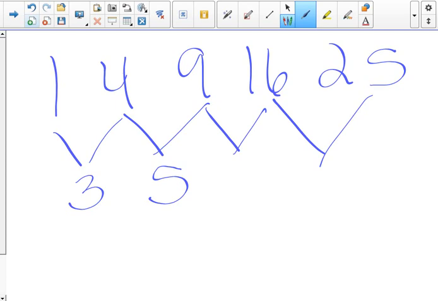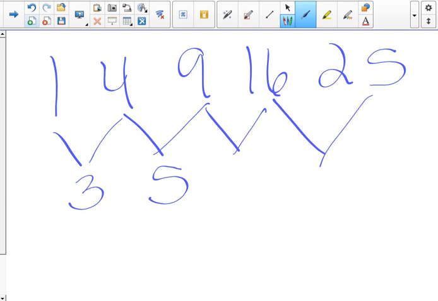Now, I want you to tell me at the bottom, does this have a common difference? Yes or no? So do a big yes or a big no at the bottom of your page, and hold your board up for me to see. Good.